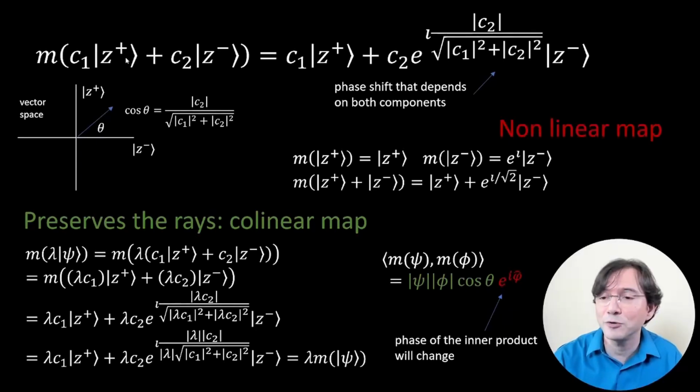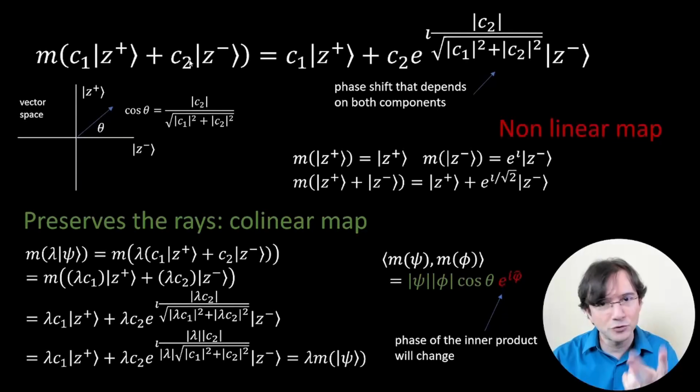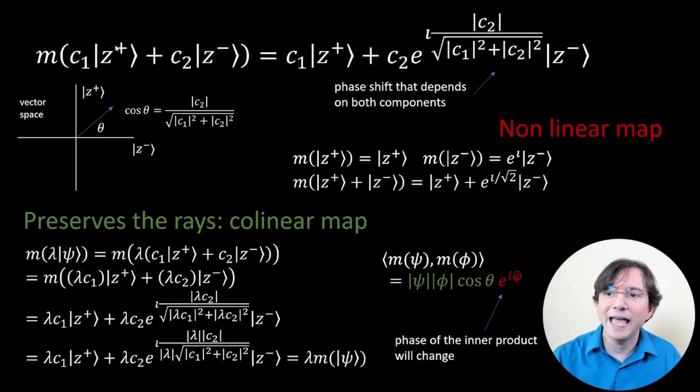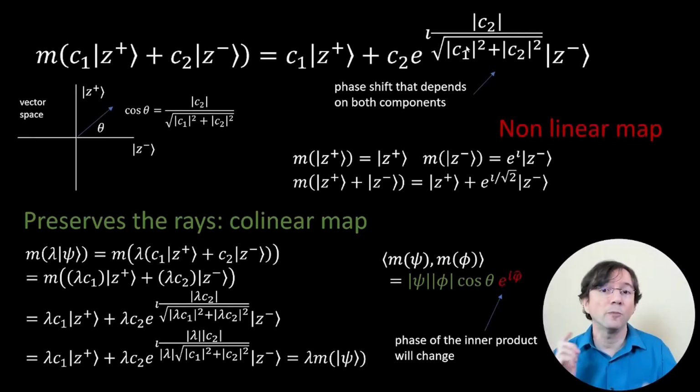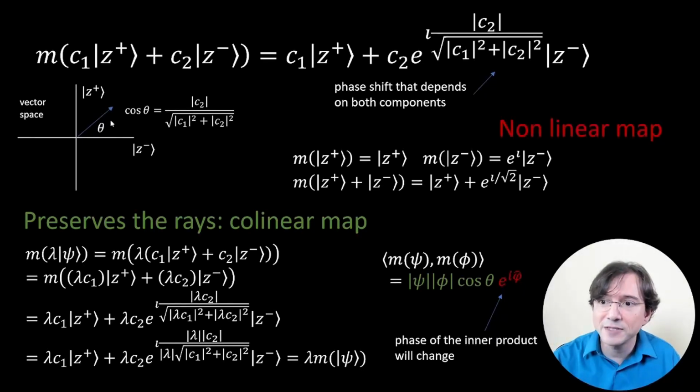If you're interested to look at it, well, again, we have a two-state system just to make our life easier. And any state is going to be the superposition of z plus and z minus. So it's going to be given by two coefficients. And the way that we map it is we map it to other two coefficients. The first coefficient remains the same. The second coefficient is the second coefficient, but we add a phase shift that depends on both components. And it actually depends on the angle that the vector has between z plus and z minus.